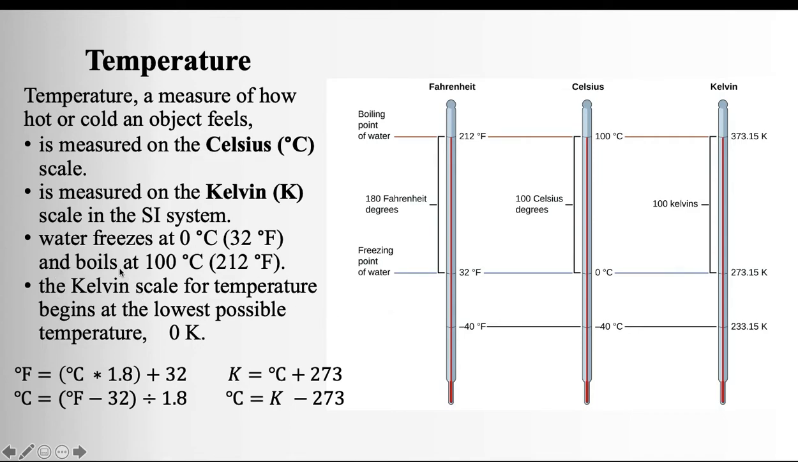Now, we use the Kelvin scale for some parts of the chapters that we're going to talk about, and then use Celsius for others. So I'm going to tell you when to use Kelvin and when to use Celsius. But the Kelvin scale, the lowest possible temperature that we can achieve, also called absolute temperature, is 0 Kelvin. That is the temperature at which all motion completely stops.